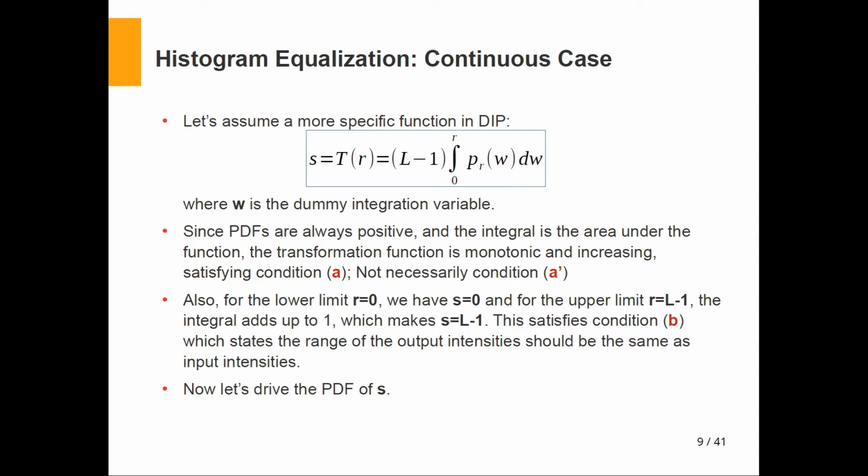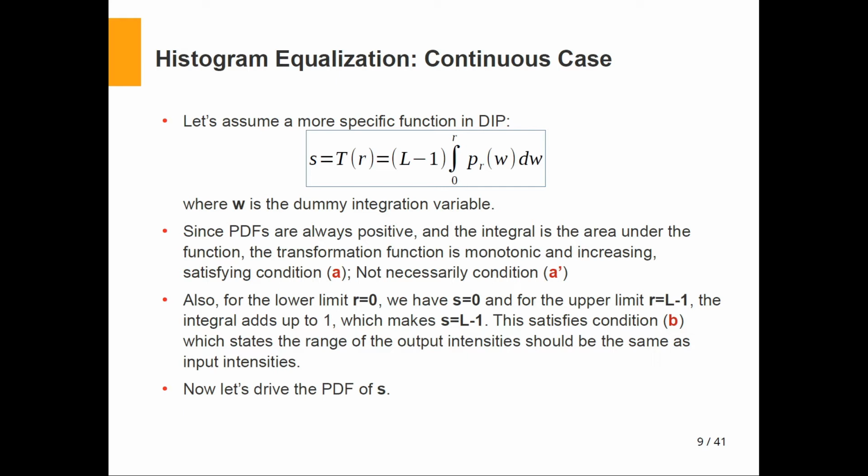And as you remember from one previous slide, the integral of the probabilities over the entire range equals 1. So in that case, this part of the equation equals 1, and then the maximum value of s will be L minus 1. As you can see, when we change the value of r from 0 to L minus 1, the value of s also changes from 0 to L minus 1. So this satisfies the two main conditions that we had for the transformation function.